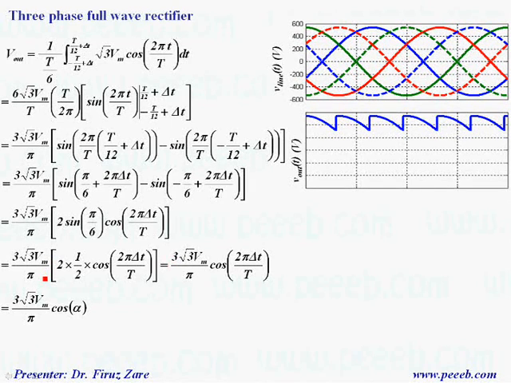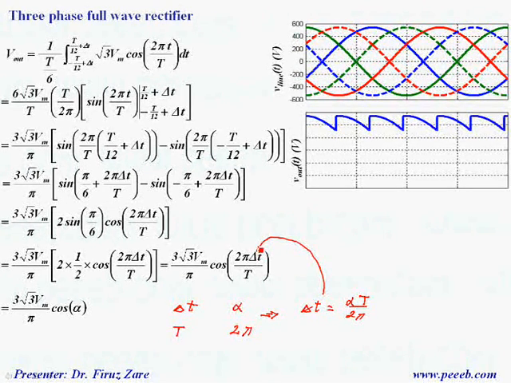So finally, the output voltage is 3 root of 3 Vm over pi times cosine alpha, and the reason is that we can find delta t in terms of alpha because one cycle equals 2 pi in radians. So here delta t is alpha T over 2 pi, and if we put this in the equation we get cosine alpha. So by changing alpha we can change the output voltage.